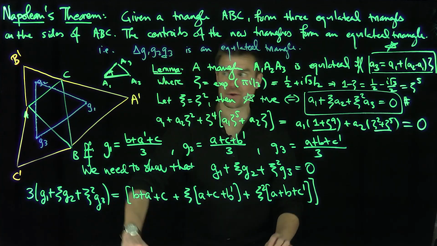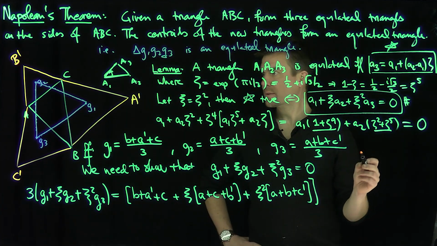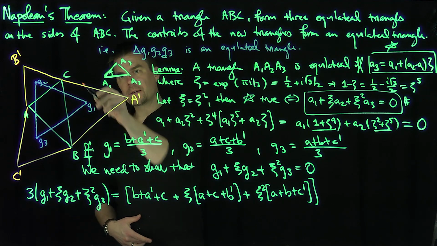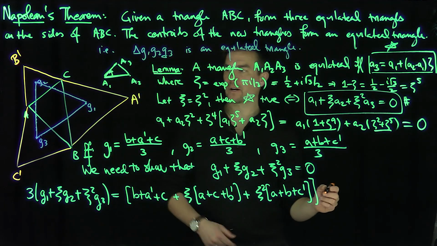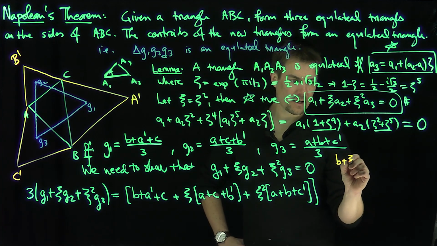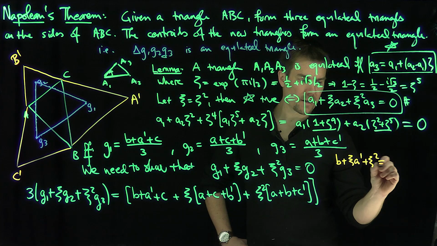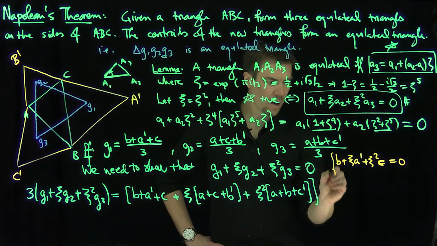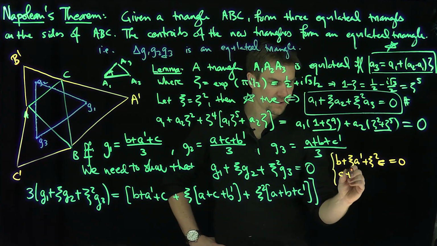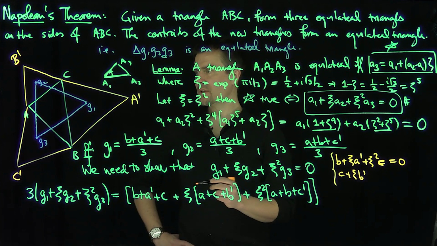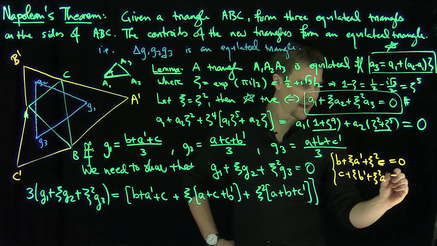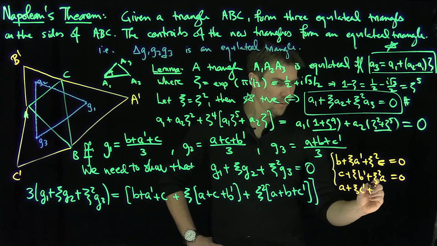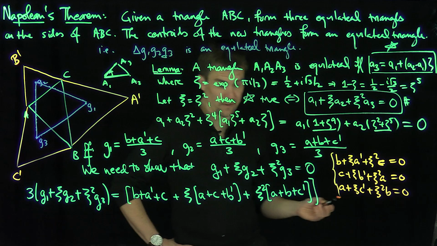Now let me remind you what we have actually. So we have some more information. I know that if I go from B to A prime to C, that's going to be an equilateral triangle. So I know that B plus xc A prime plus xc squared times C is equal to 0, because that's an equilateral triangle. I know that C plus xc B prime plus xc squared A is equal to 0. And finally, I know that A plus xc C prime plus xc squared B is equal to 0. So those 3 bits of information I know over here.